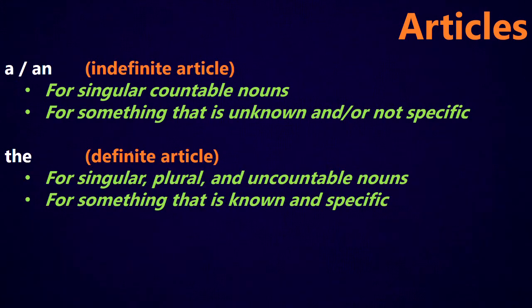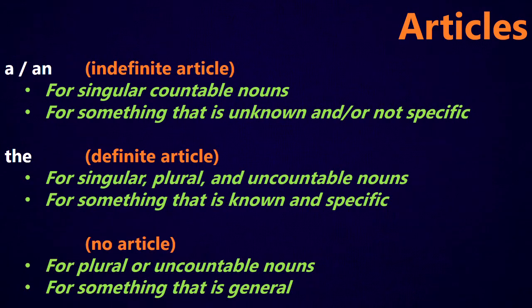The is what we call the definite article. So definite means it's specific, so we use the for singular, plural, and uncountable nouns, but we use them for something that is known and specific. So a or an are for things that are unknown and or not specific. The is for something that is known and specific. We also have this thing we call the zero article or no article, and you see I just left it blank here, because sometimes we don't use an article with a noun.